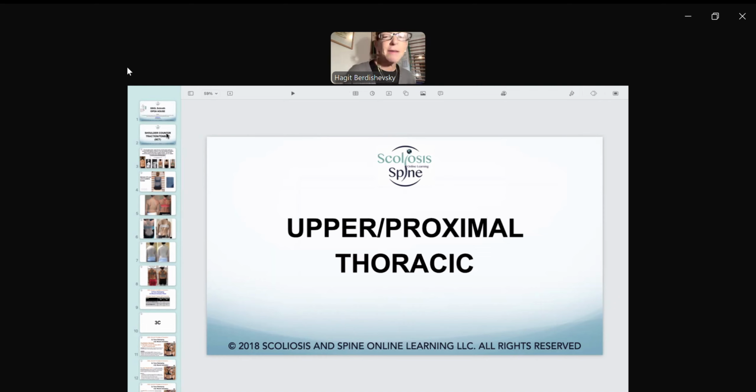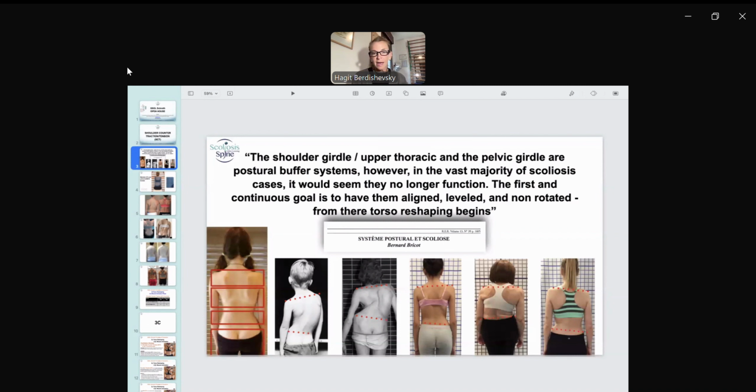So we'll start with the upper thoracic, proximal thoracic. In general, it's a very nice statement: the shoulder girdle, or the upper thoracic region, which is here on the left, and the pelvic girdle are really the postural buffer systems. First, we need to align the shoulder and upper thoracic girdle and the pelvis in their best alignment for each curve and body, and in between is where we're going to do the rest of the torso reshaping.